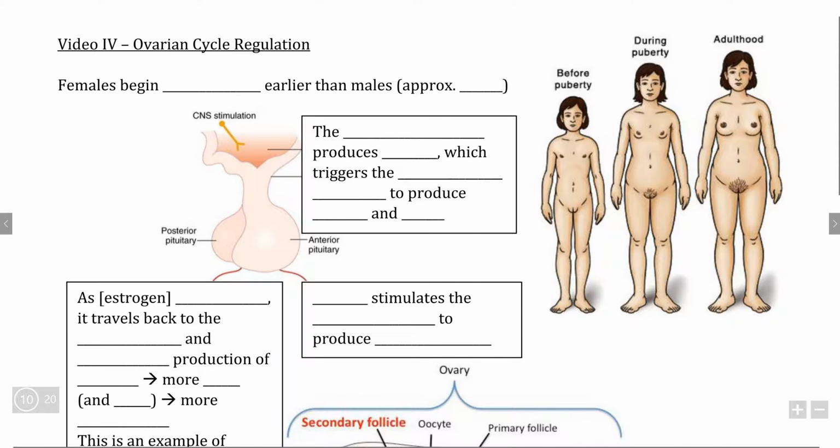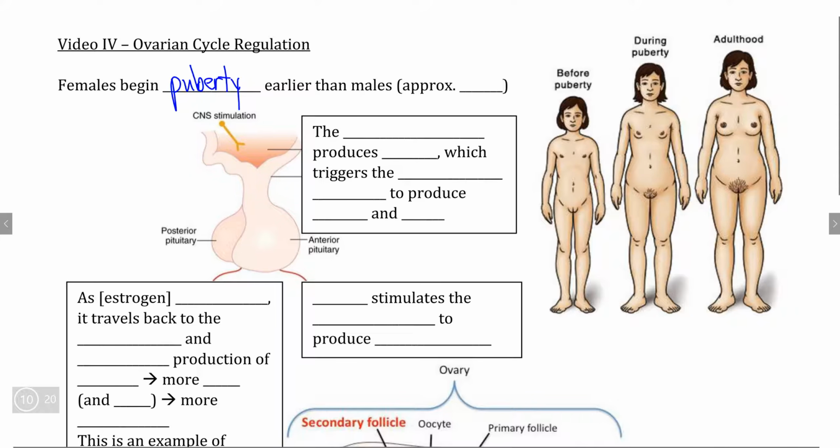In this video, we're going to be using our prior knowledge of the regulation of the male reproductive system in order to compare the similarities and differences with how it's regulated in females. As with males, we start at the very beginning by looking at puberty and the onset of sexual maturation.